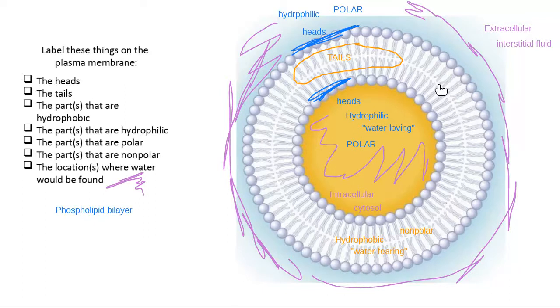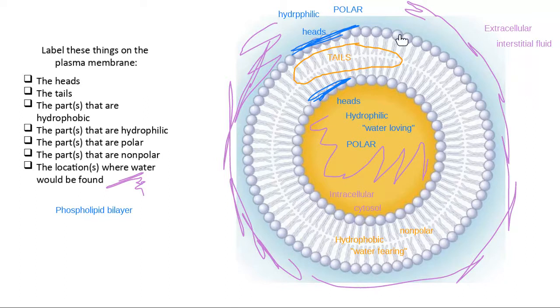So our goal for today is to figure out, how do I get things across the membrane that normally would be in the fluid on either side? Remind me, when I'm talking about the membrane, is it the heads or is it the tails that are more important for deciding what can get in and out of a cell?